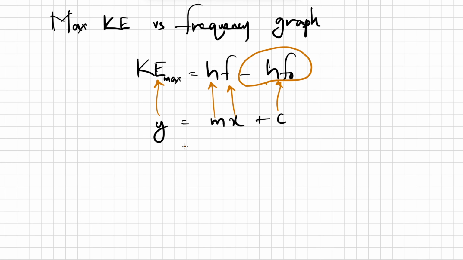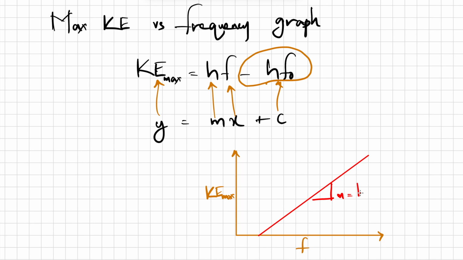That means if you draw a graph with maximum kinetic energy on the y-axis and frequency on the x-axis, you must get a straight line. So y equals mx plus c is the equation for a straight line. You must get a straight line, and the slope of this straight line must be the Planck's constant. You know the equation for slope, right? y2 minus y1 over x2 minus x1.